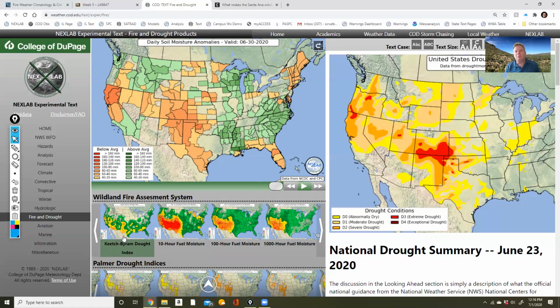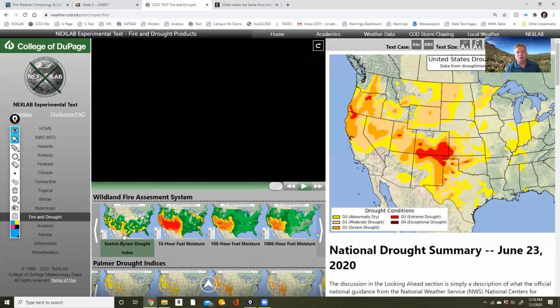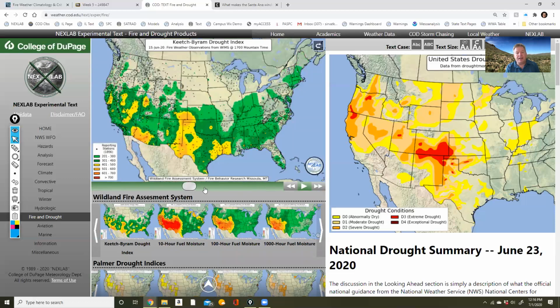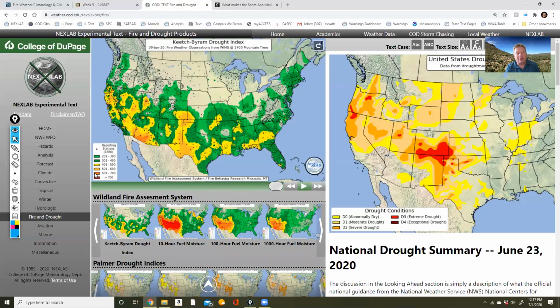And the most important thing about the Keetch-Byram Drought Index is that this is what's used for firefighting. So right now, as of June 30th, we see that it's not so bad. We get rid of the oranges and reds, maybe a little bit across southern Arizona, but it's really not that bad. And part of what they do is not just look at soil moisture and drought conditions, but also the effects on vegetation or dead vegetation.